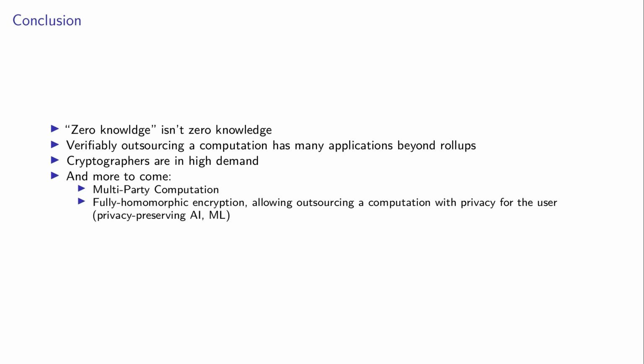I do expect that the area of multi-party computation and fully homomorphic encryption will grow in the next couple of years. So in the context of fully homomorphic encryption, what you can do is that the user will encrypt his input and send the encrypted input to the cluster, to the cloud. The cloud will perform the computation on the encrypted input and give the encrypted output as a result, and then the user will be able to decrypt the output to get the real output.